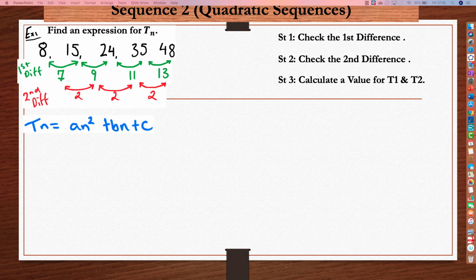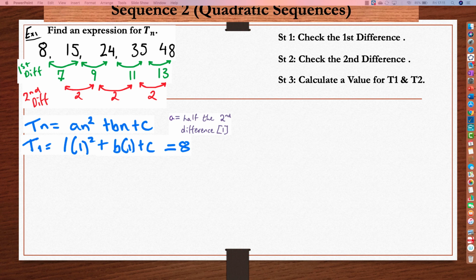So what I mean by that is we use our formula. This bit's a bit tricky now, so make sure we're paying attention. This is our formula. Tn is equal to an squared plus bn plus c. And what we must find is a. We know already what A is in this one. 1, because it's always half the second difference. T1 is equal to 1 times 1 squared plus b times 1 plus c. And I'm going to explain this now. This is our formula, it never changes no matter what we're dealing with. Is that okay? A, we said, is 1.